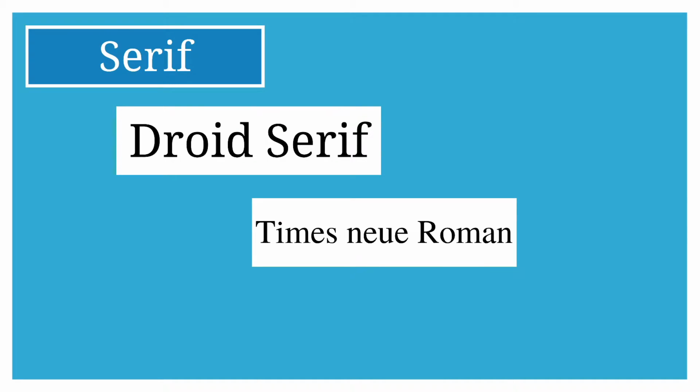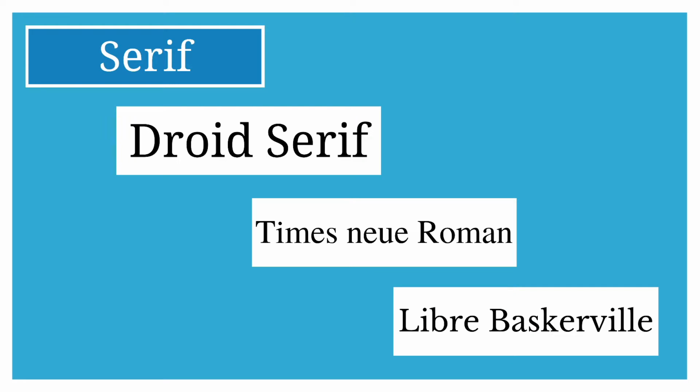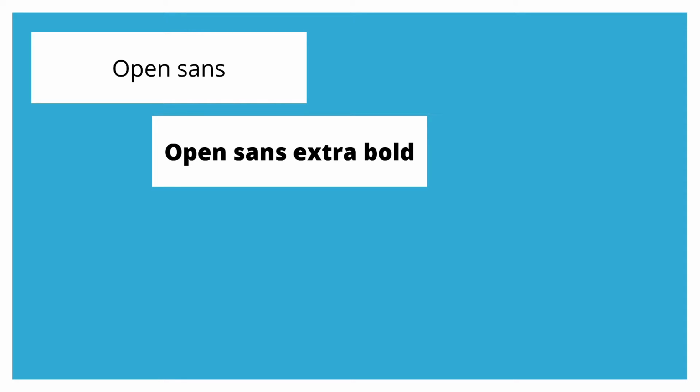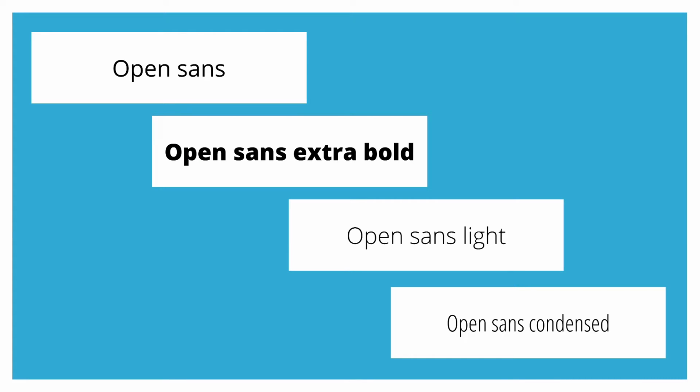Examples of popular serif fonts are Droid Serif, Times New Roman, and Baskerville, though a quick search of the internet will show you there are plenty to choose from. Examples of sans fonts are Open Sans, Roboto. Again, there are a huge number out there to choose from. Fonts also come in different weights, such as Open Sans Extra Bold, Open Sans Light, and Open Sans Condensed. Each of these are set at the same font size for comparison.